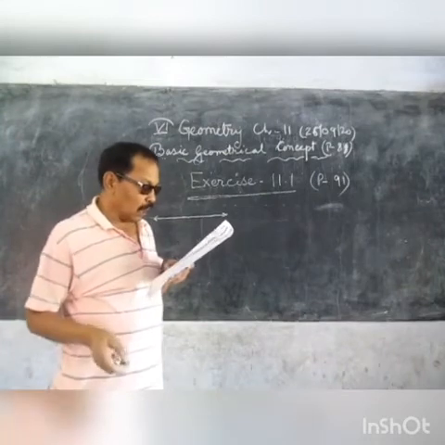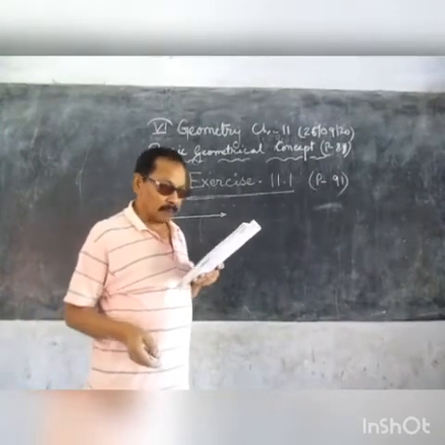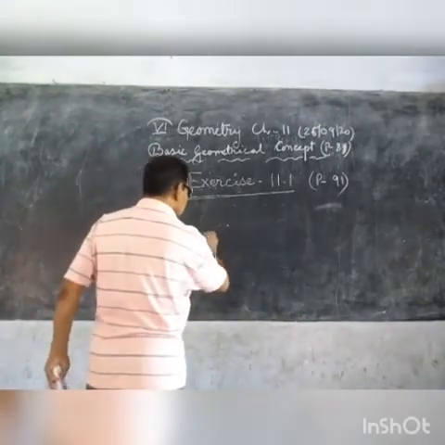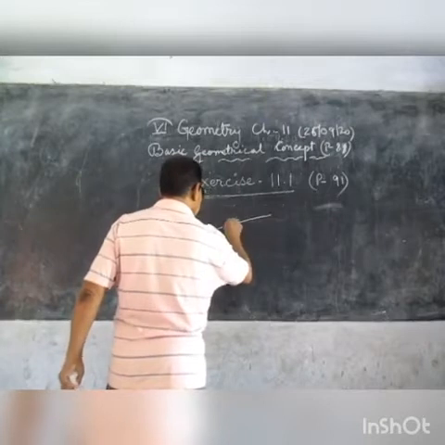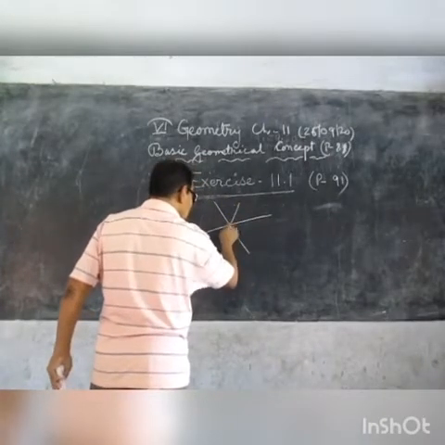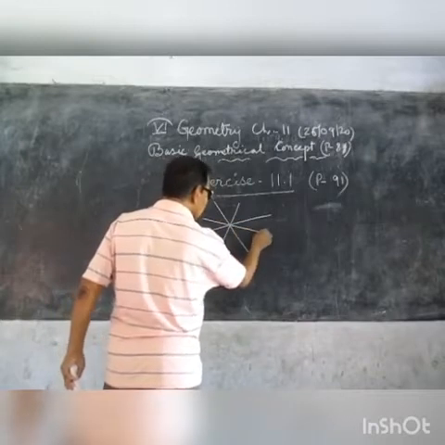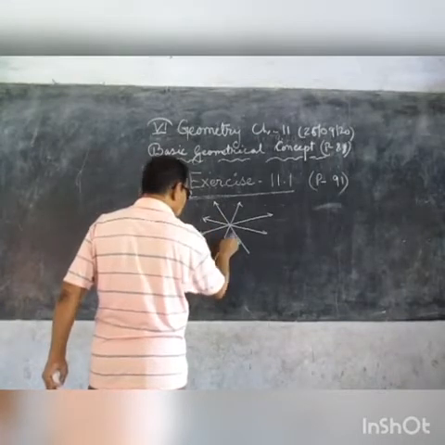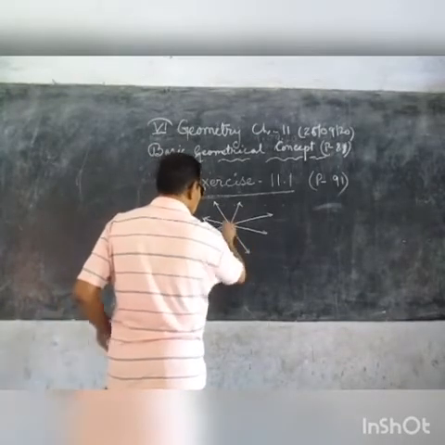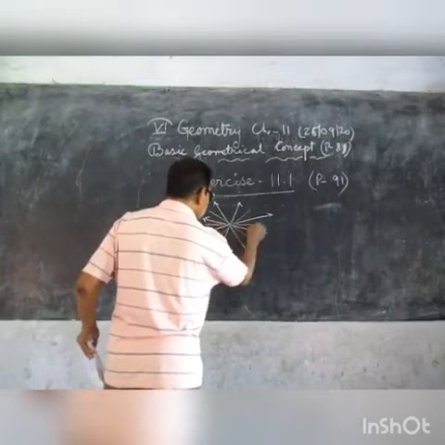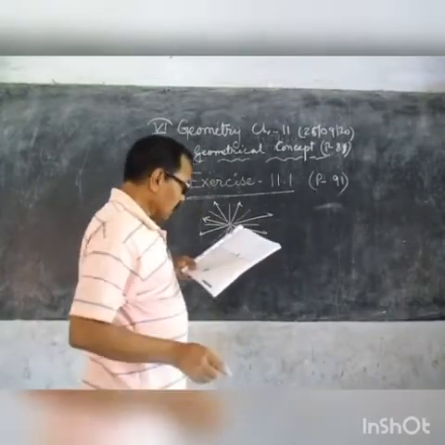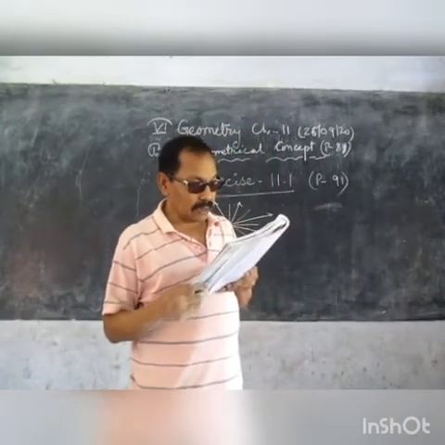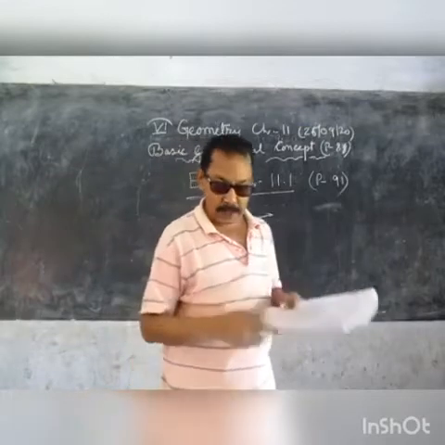Number 2, how many lines can pass through a given point? Suppose this is a point. You cannot count the lines that pass through it, so it is also infinity. Like this. So number 2, how many lines can pass through a given point? Infinity. Answer.